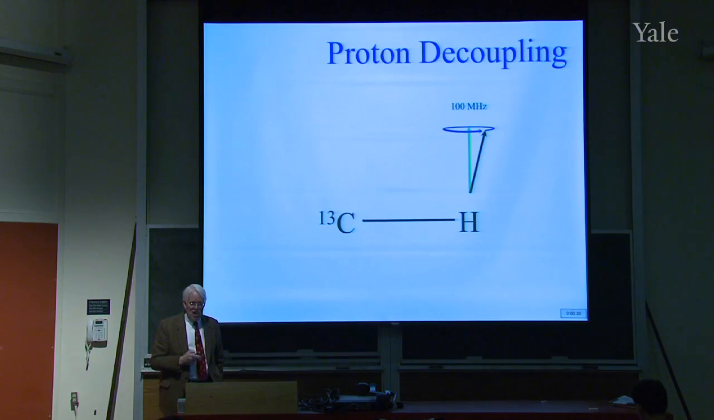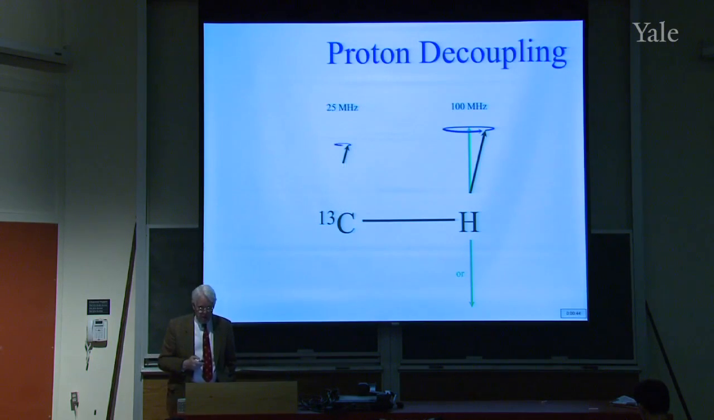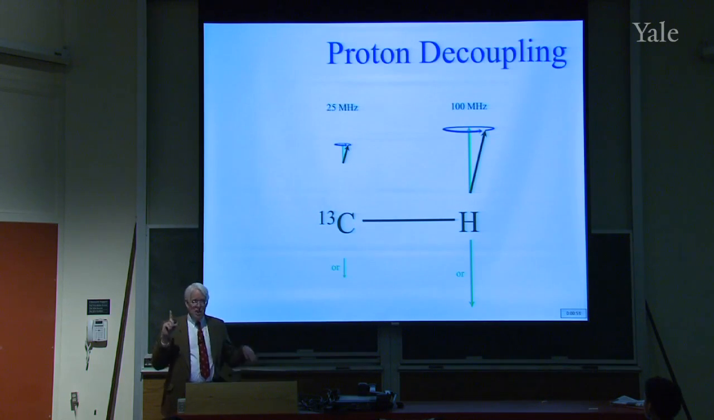So the H has a steady field in that direction, or there are other ones that have exactly the same steady field in the opposite direction. Now C13 is 25 megahertz. It's only a quarter as strong as a magnet. So it precesses much more slowly. It's a smaller magnet, and it can be either up or down. Okay, so both these things are happening when we put it in a magnetic field.